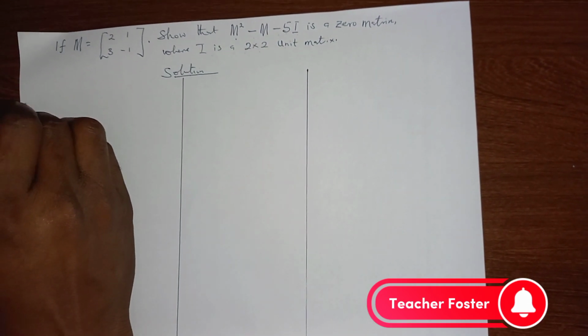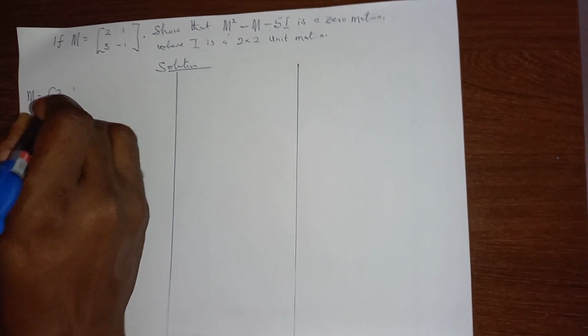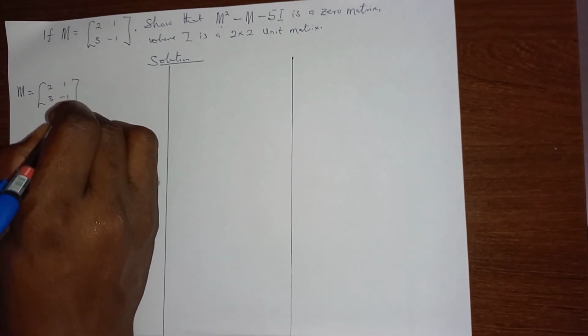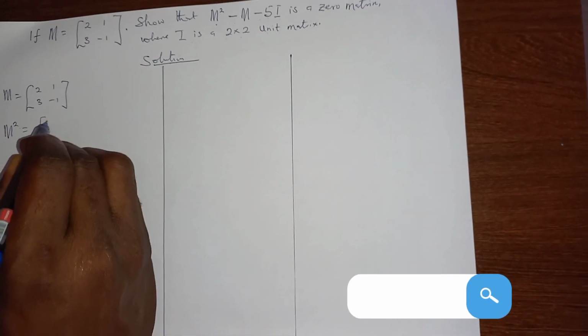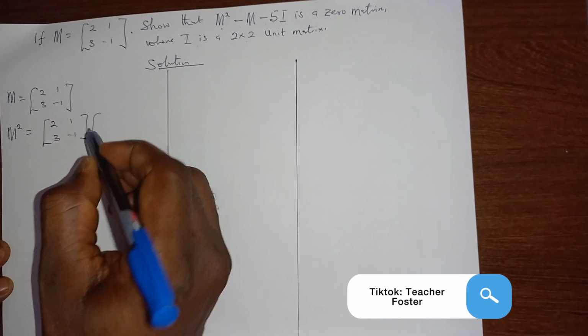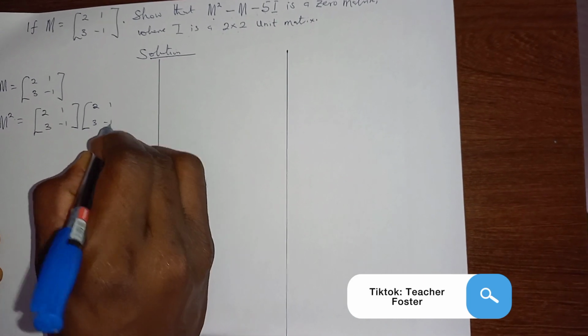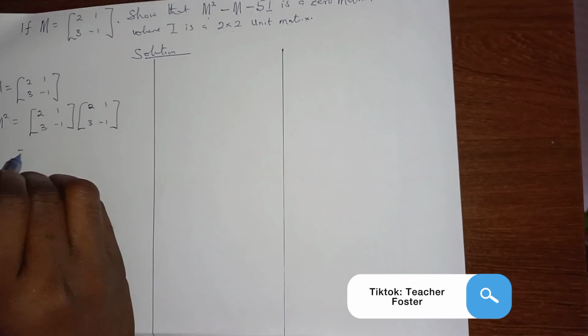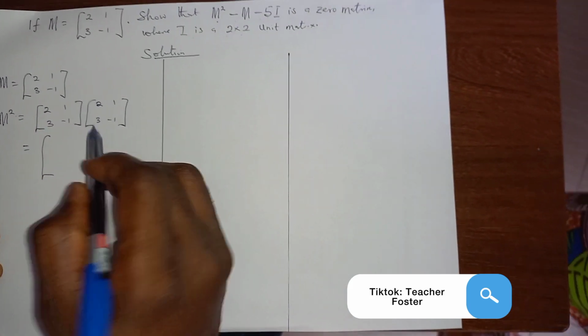The matrix M is equal to 2, 1, 3, negative 1. So if I'm looking for M squared, then that should be 2, 1, 3, negative 1, multiplying another 2, 1, 3, negative 1. Okay, so how do we multiply this? I'm going to take this first row to multiply the column.